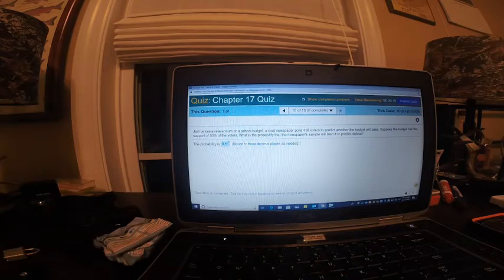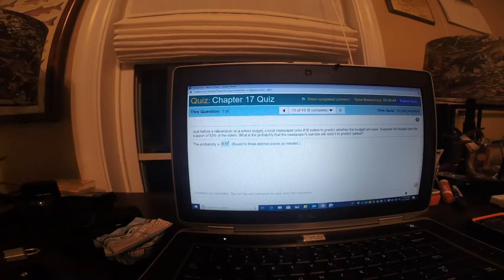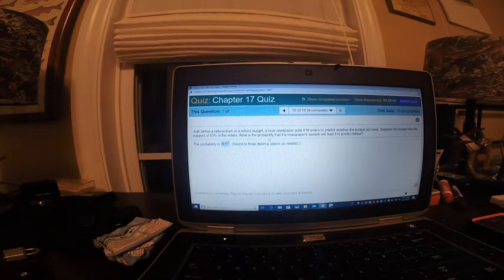This one says, just before a referendum on a school budget, a local newspaper polls 416 voters to predict whether the budget will pass. Suppose the budget has a support of 53% of the voters. What is the probability that the newspaper's sample will lead it to predict defeat? Okay, so the budget has support of 53% of the voters. What's the probability the newspaper sample will lead it to predict defeat?